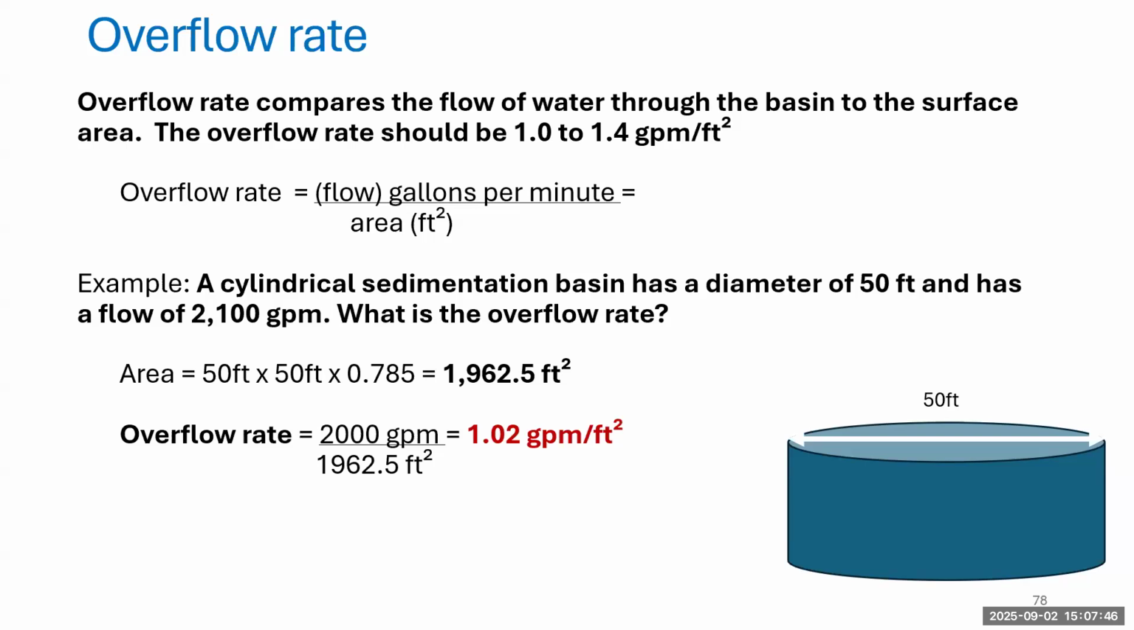And then we could compare that with our acceptable range. Is it between 1 and 1.4? It is. It falls within the appropriate design range. If it was way over that range, it might mean our sedimentation basin is too small. It's not going to allow effective settling, and we might want to add some kind of plate or tube settlers, or get a larger sedimentation basin.